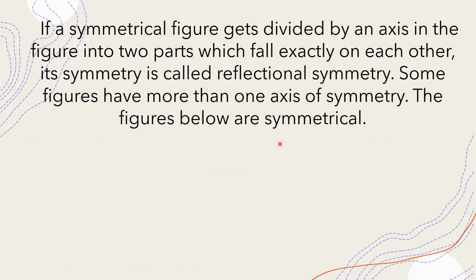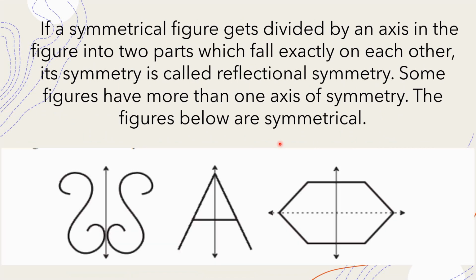So if a symmetrical figure gets divided by an axis into two parts which fall exactly on each other, then its symmetry is called reflectional symmetry. Some figures have more than one axis of symmetry. So these all are symmetrical figures.